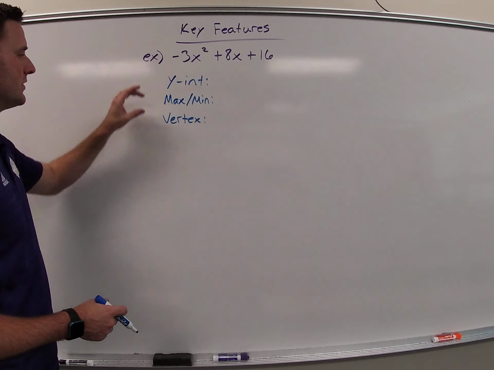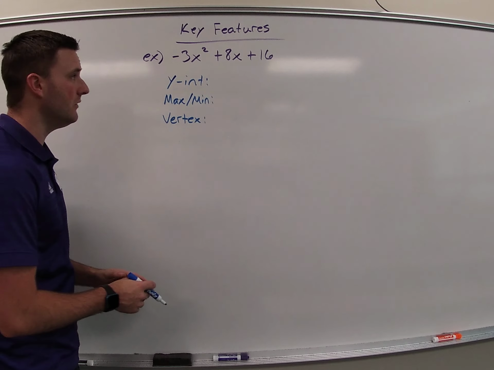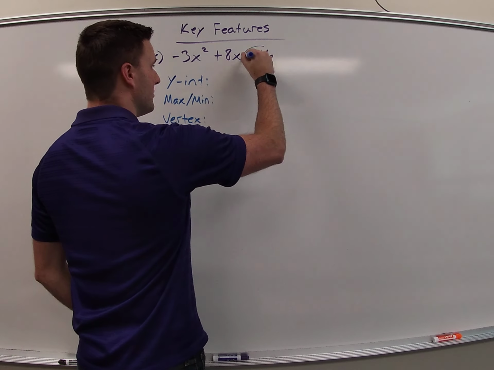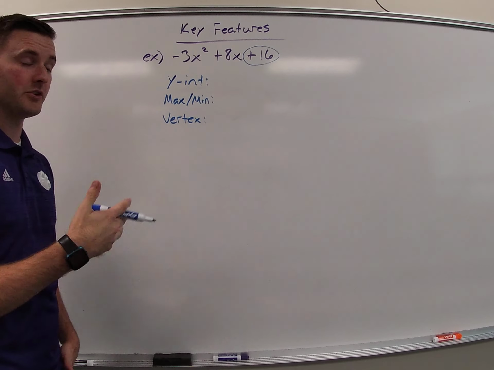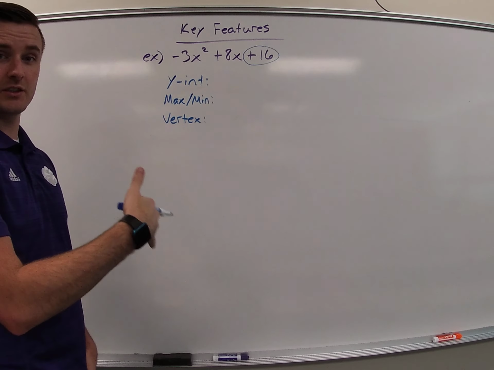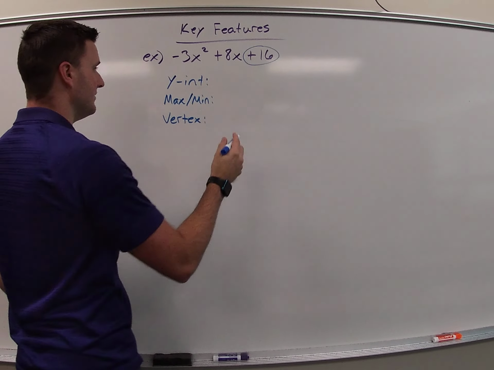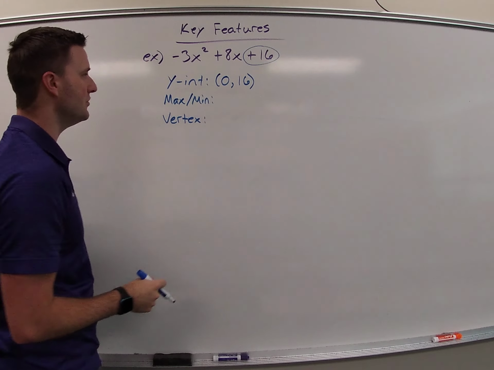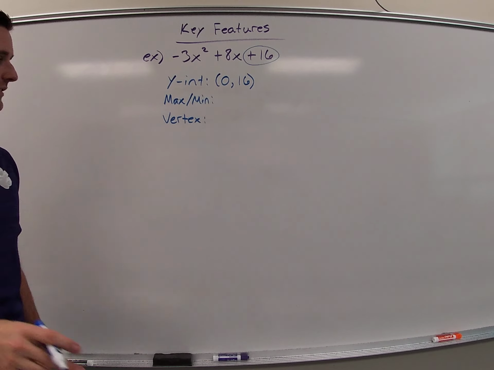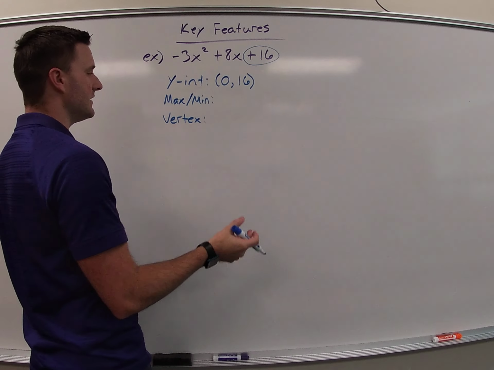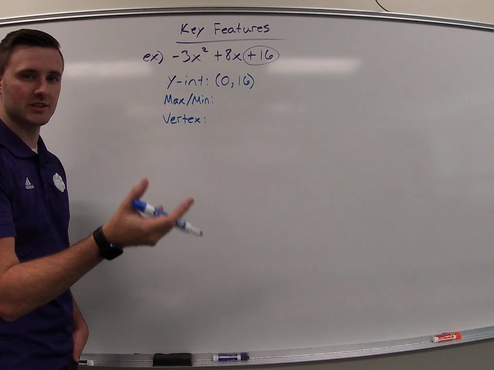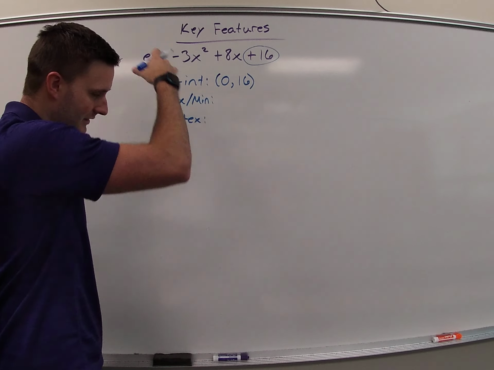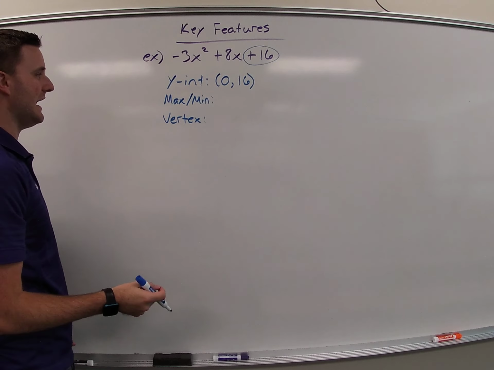So first, the y-intercept. We should know this by now. Our y-intercept is the number that is not attached to a variable. So whatever number that is, that's going to be where it crosses the y-axis. So we have this coordinate point, (0, 16). Now, if you just put the y-intercept as 16, that's fine. I know what you're talking about. But technically, it's the coordinate point (0, 16). So at 16, the graph is going to cross the y-axis.